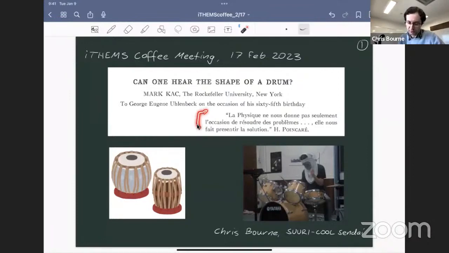There's also this nice quote by Poincaré, which I thought was worth including. If you can't read French, this basically says, physics not only gives us the opportunity to solve problems, it also gives us methods of finding the solution. And also, by the way, this is me. Sometimes these old photos end up being useful later.